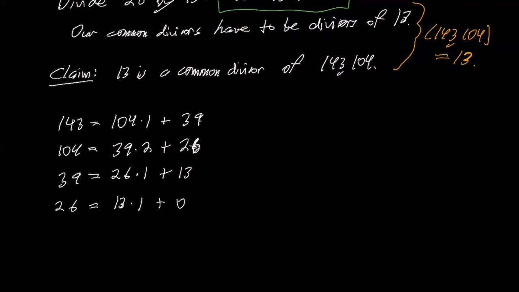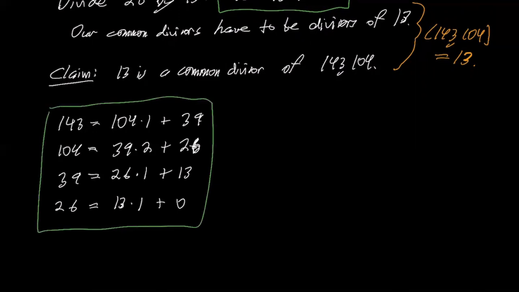Okay, so this was the Euclidean algorithm. These are the steps of the algorithm. And the claim is that this last non-zero remainder is the GCD of the two numbers you started with. And that's actually going to work in general.